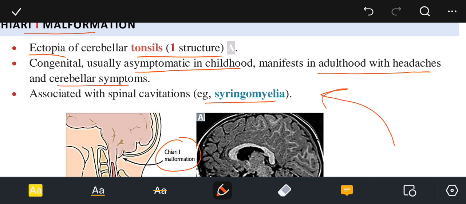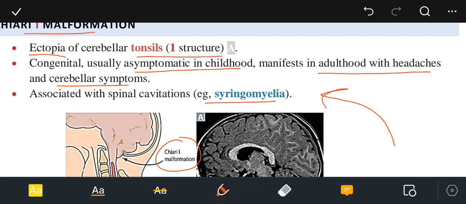So there are two Chiari malformations which you have to remember for your Step exam. Chiari 1 malformation is associated with syringomyelia, and Chiari 2 malformation, as we previously have seen, is associated with myelomeningocele. So now let's continue.